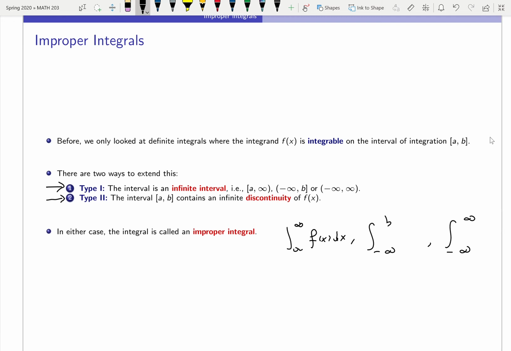And if you are doing something like this, from a to b of some f of x dx, where f is not continuous, so this has an infinite discontinuity, but not everywhere, I mean, we care about the infinite discontinuity inside AB, or at A, or at B. It could be at A, it could be at B. So in this case, we call it an improper integral of type 2.